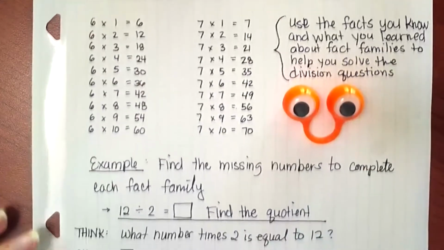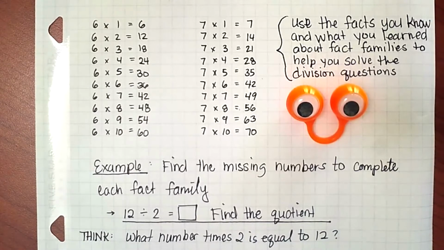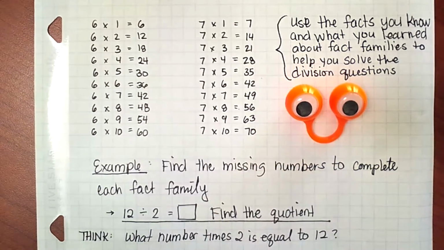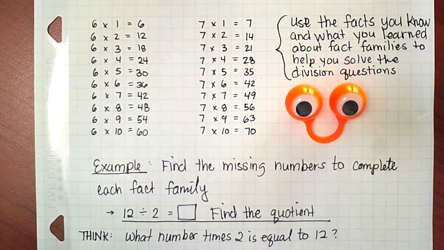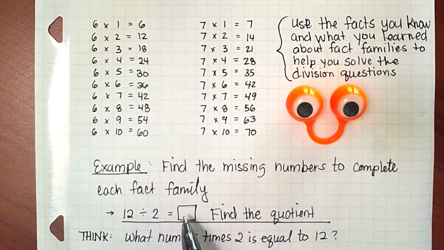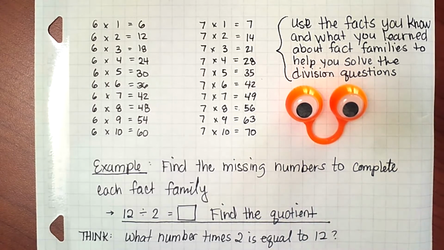Now, one example question that I gave you that is very similar to the questions that you're going to be working with on your independent practice is to find the missing numbers to complete each fact family. Now over here, my question is 12 divided by 2 equals something, and I need to find out what that quotient is. What is my answer going to be?